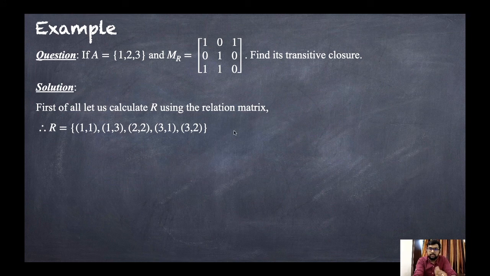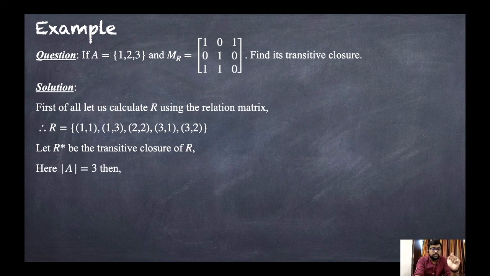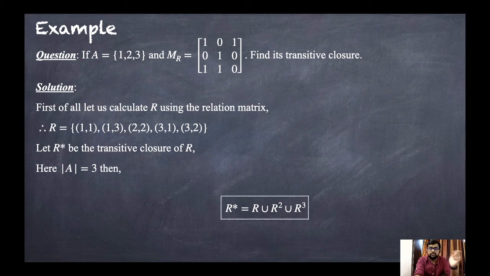Now we want to find its transitive closure. Let R star be the transitive closure of R. For that, first, how many elements does the set A have? It has 3 elements, so the cardinality of A is 3. Then what will be the formula of R star? It will be R union R square union up to R cube only, because the cardinality is 3, so n is 3. So it's simply R union R square union R cube. This will be the formula.